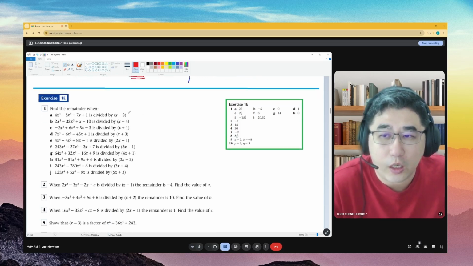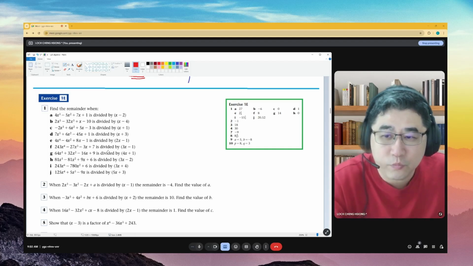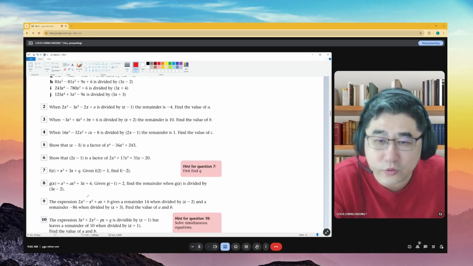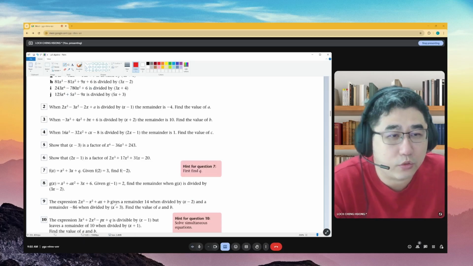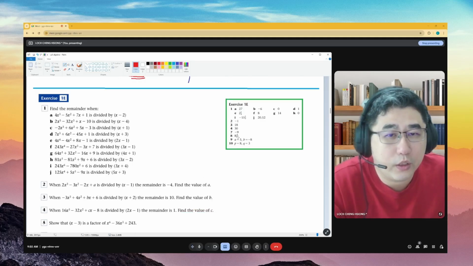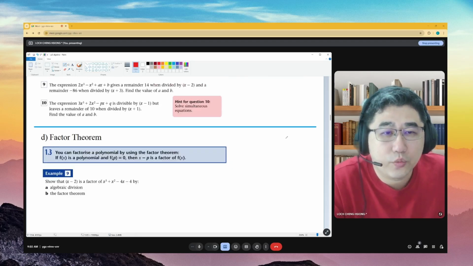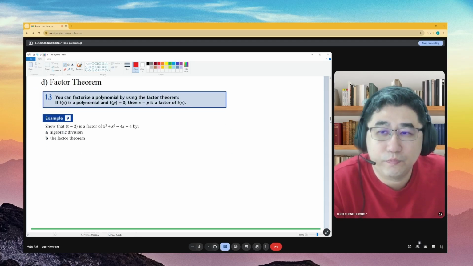From this exercise, you can see you have the forward type of question and the reverse type of question. Sometimes you may be involved with simultaneous equations that you need to know how to do. The answer is over here, then you can check your answer with this. Next, we have the factor theorem.